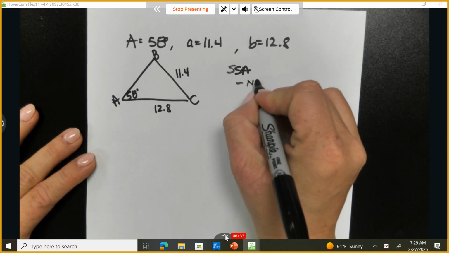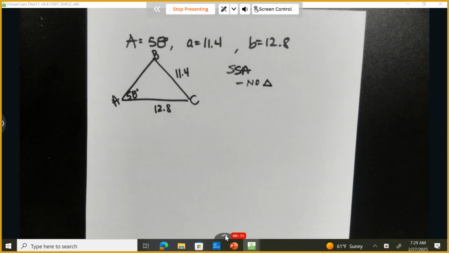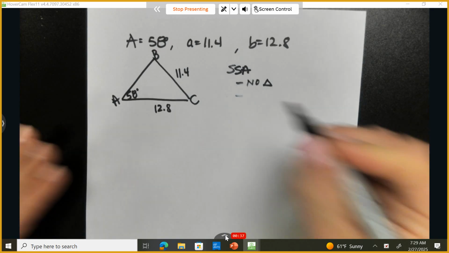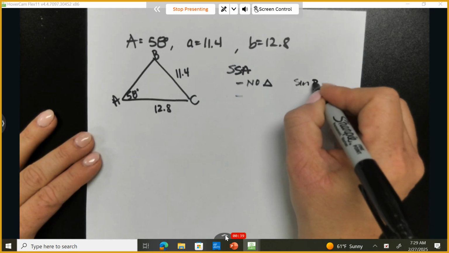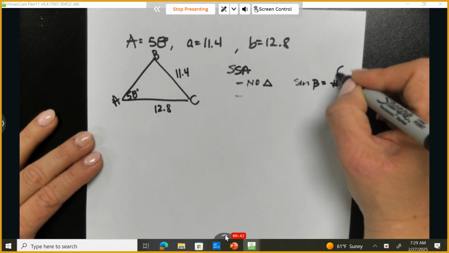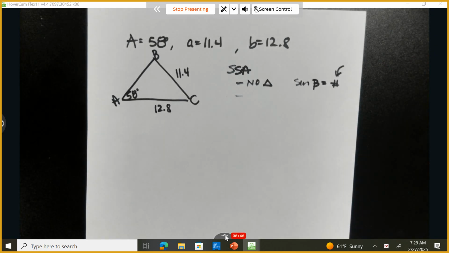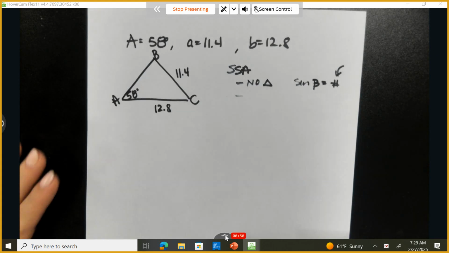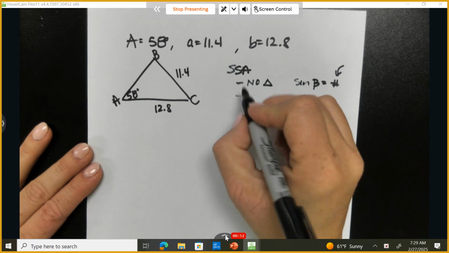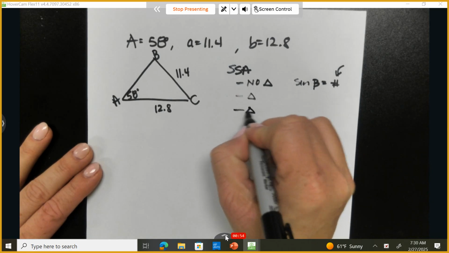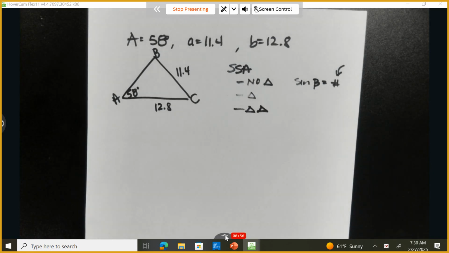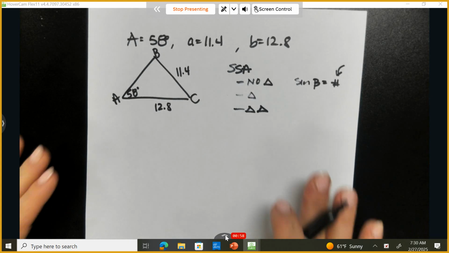Either there is no triangle that exists, and we saw that in our previous example, and when that occurs, you have the sine of some angle equals a value, and this value is outside of the domain, either above 1 or below -1. And we saw that in the previous example. Otherwise, you have one triangle, or we even have the possibility of two triangles. So in this problem, we're going to see how this works.